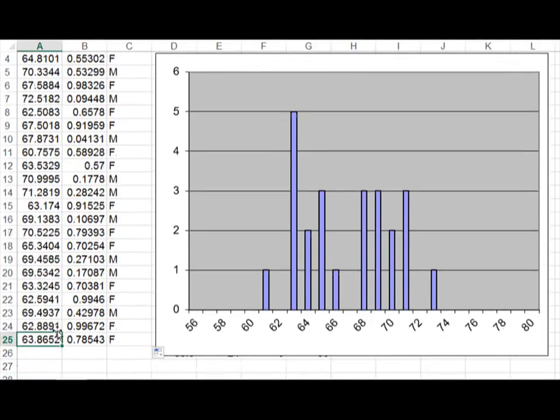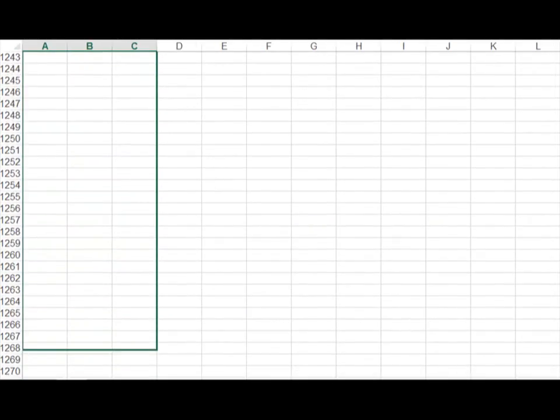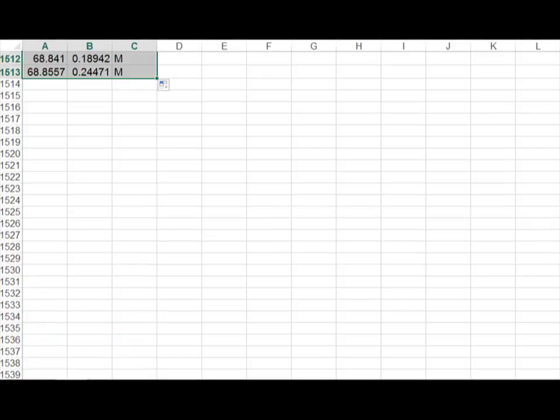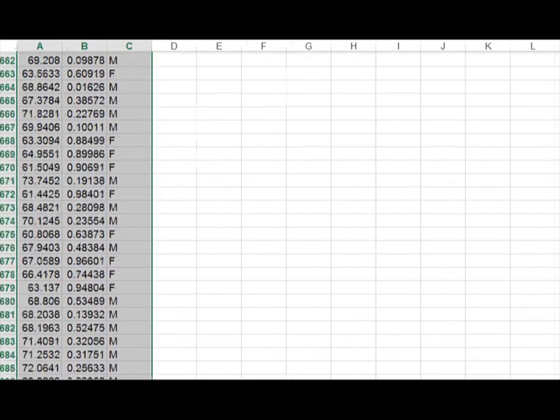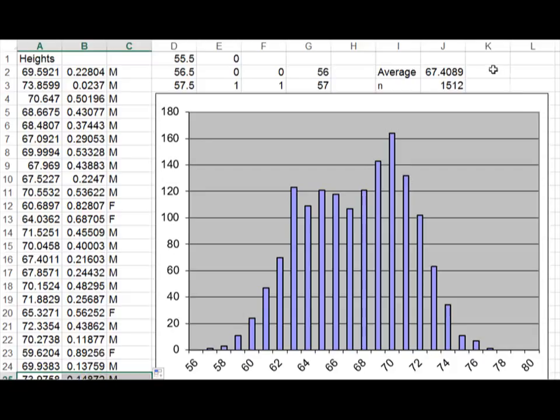Now, if I take these formulas and I stretch them down a long, long way, maybe down to, I don't know, 1,500 values maybe. All right, a little more than that. Go way back up to the top. So now we've got a sample of 1,512 observations. And in theory, the population mean should be exactly 67, half males, half females.